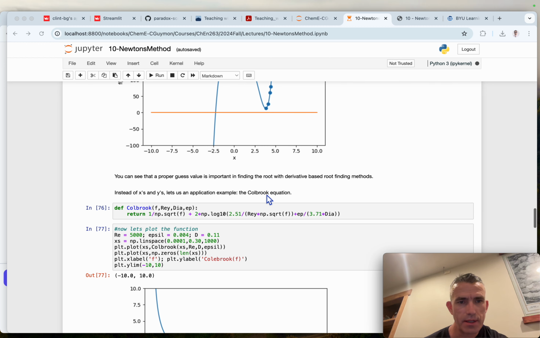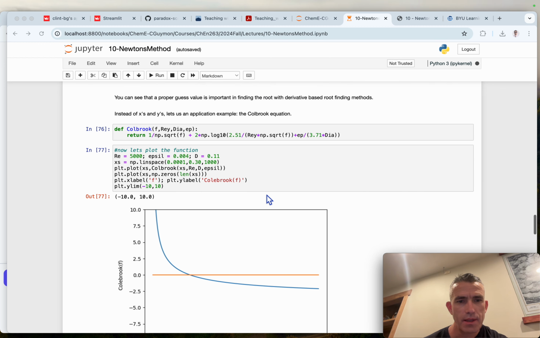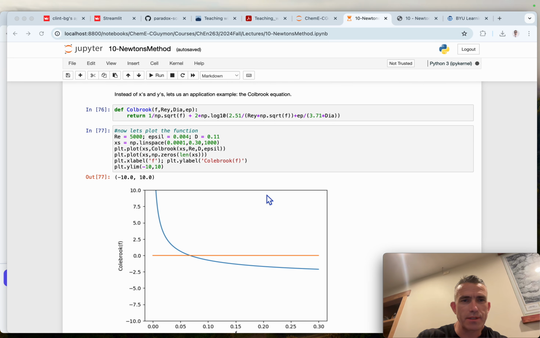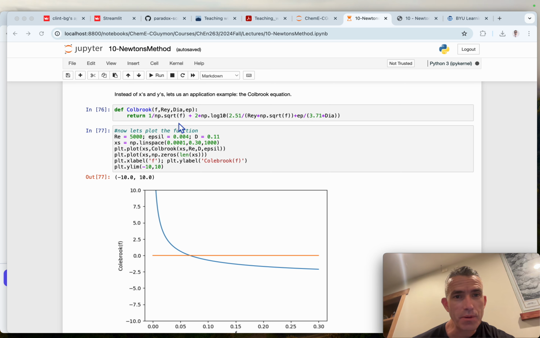And so yeah, let's do a different equation now. This is an application. We had some homework with this, but with the Colebrook equation, and there it is right there. We've rearranged it so everything's on one side, and we want to set that to 0. So we're going to change the friction factor based on the Reynolds number and the diameter and the roughness, epsilon. And that's that Colebrook equation for the friction factor inside of a pipe. Use that to calculate friction losses.